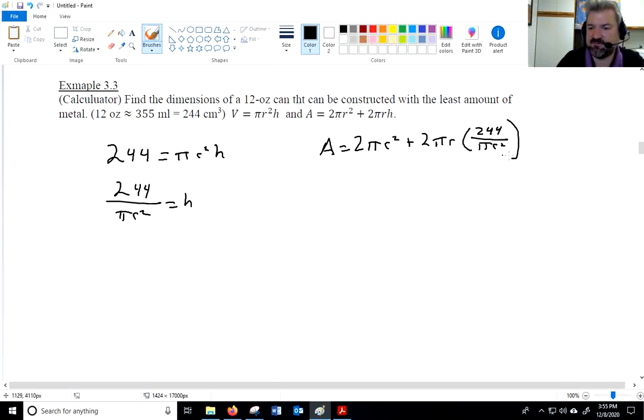Well, we could do some simplifying here. It's 2 pi r squared plus the pi's cancel. We're still going to have an r down here, and this will be 488.